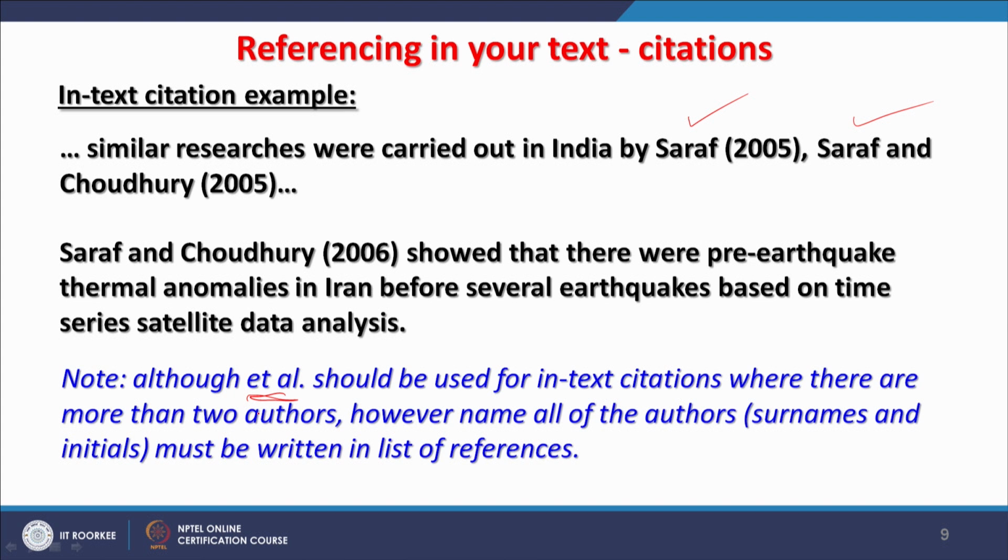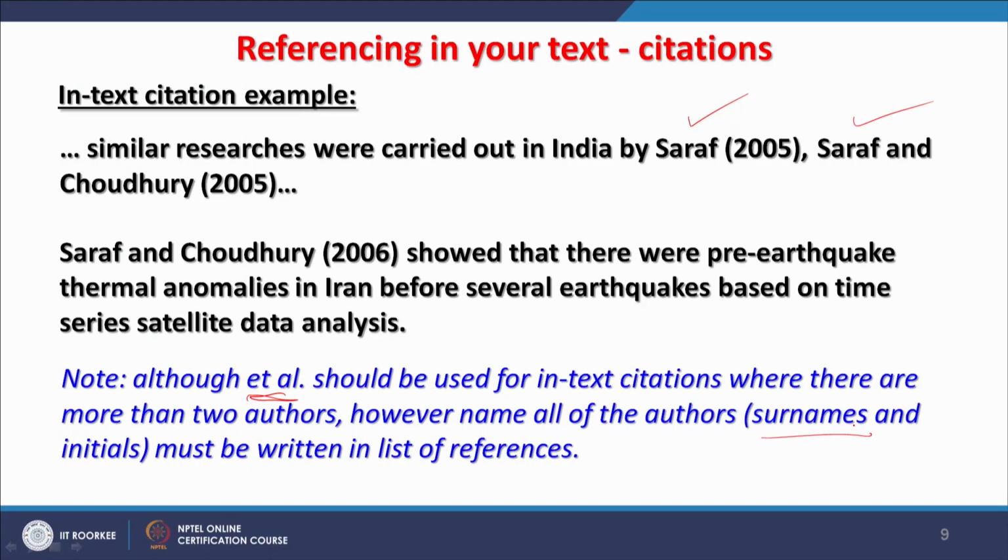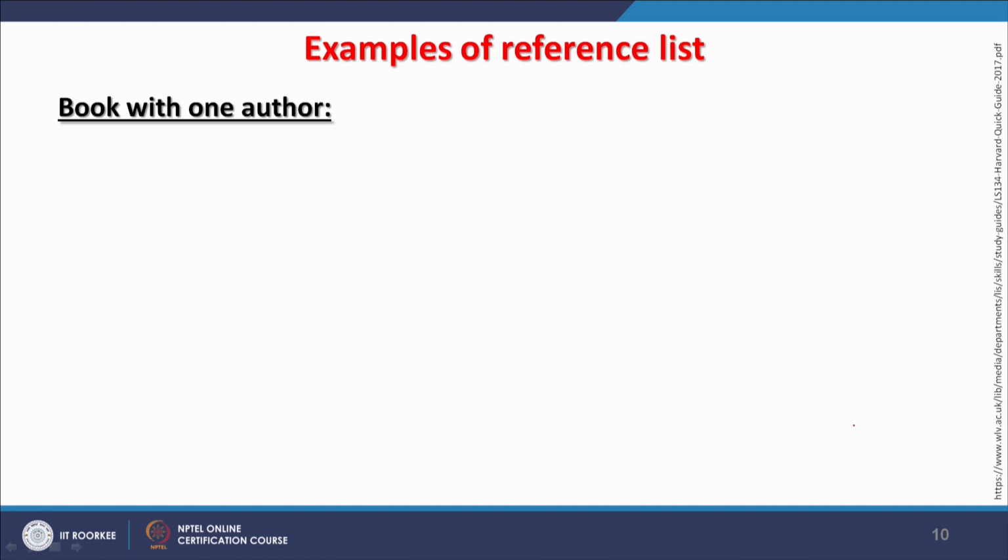Then in the body of the text, this is written, whereas in the list of references all the authors' names will come. If there are two authors, surnames will come, and in the list of references their initials will also come. Those things we will also be seeing.